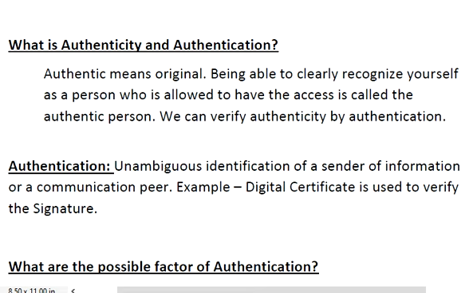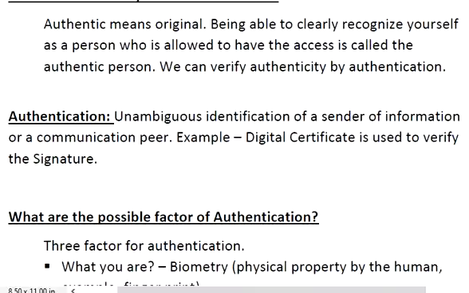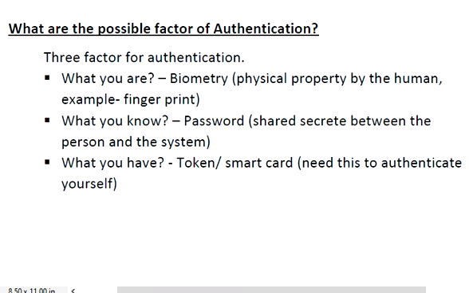Now, what are the possible factors of authentication? There are three factors for authentication. The first one is what you know, that is a password, and it is a shared secret between the person and the system. The second one is what you have, a token or smart card, that you need to authenticate yourself. And the third one is what you are, that is the biometry and physical property of a human being.